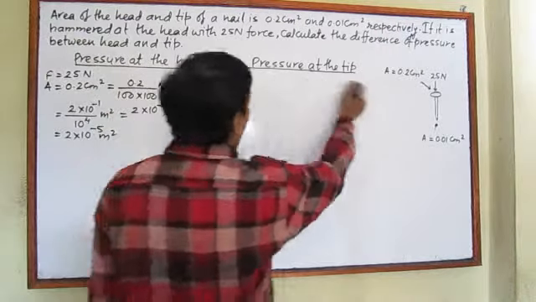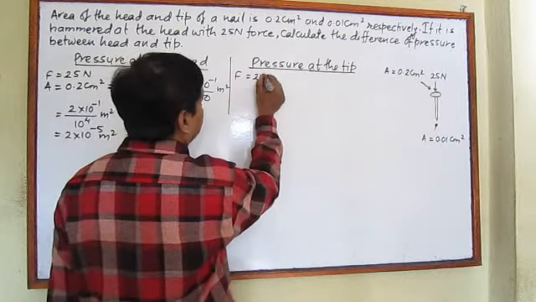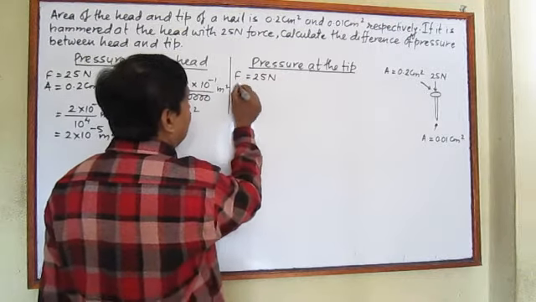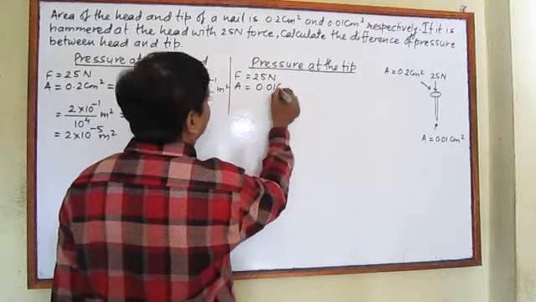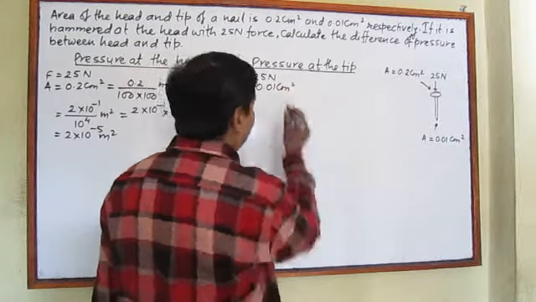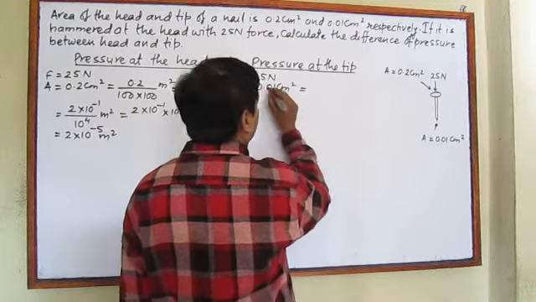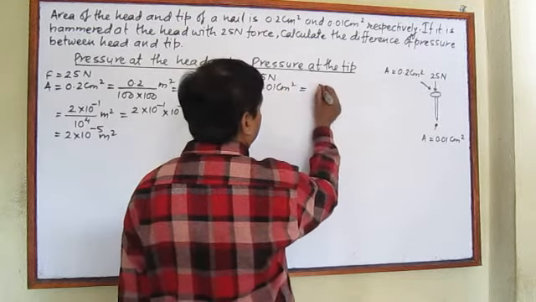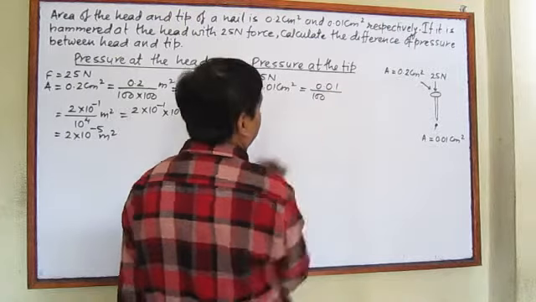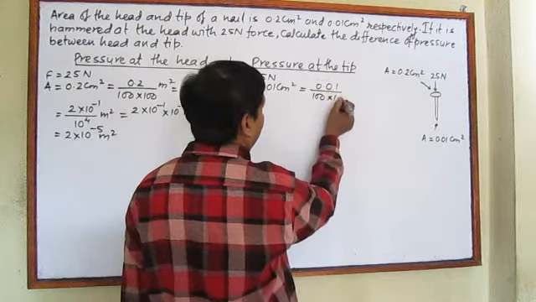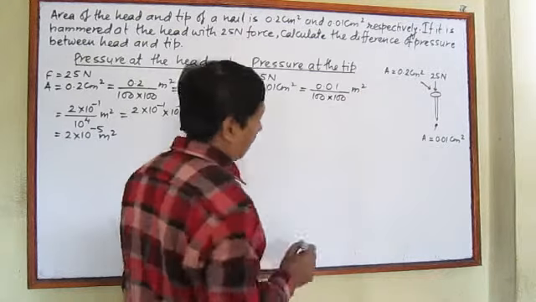Now let's talk about the tip. Force remains the same. How much? 25 Newton. And area is given as 0.01 centimeter square. Now I am going to convert this into meter square. Now 0.01, if it is divided once by 100, then 1 centimeter converts to meter, and again by 100, both centimeter converts to meter, and it becomes meter square.